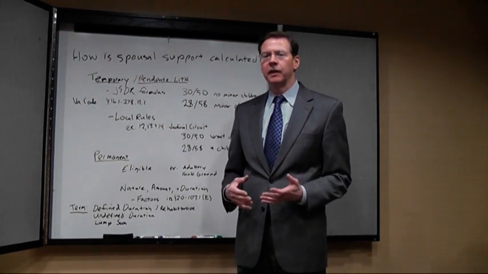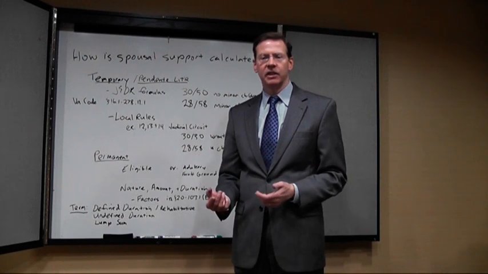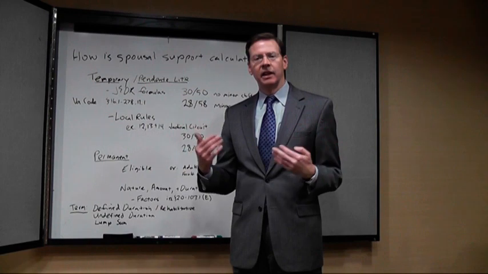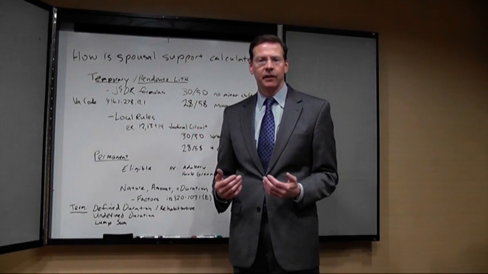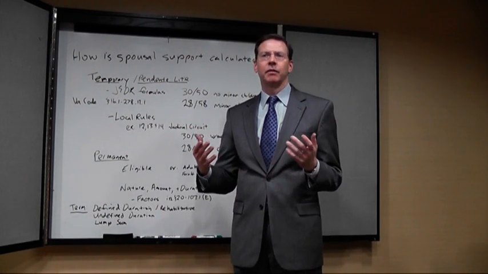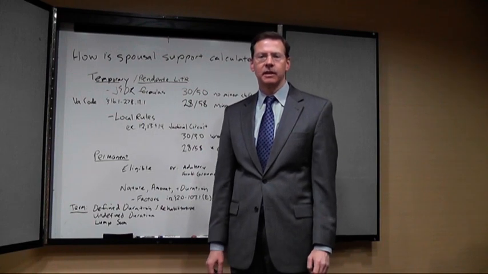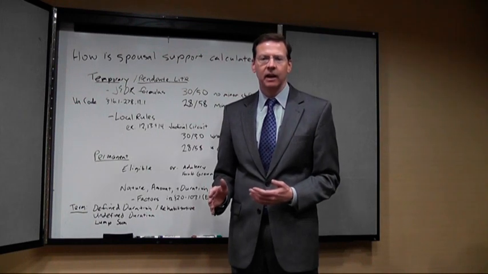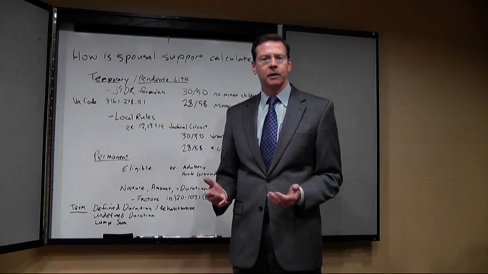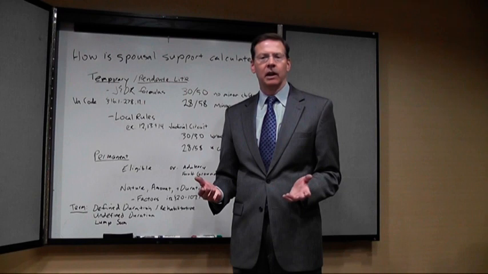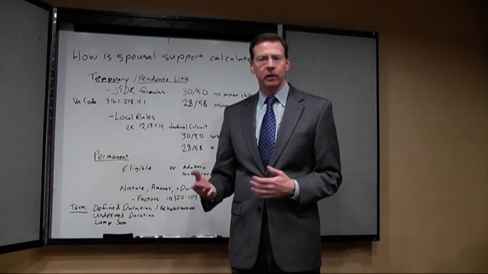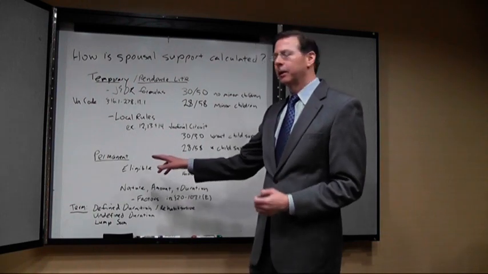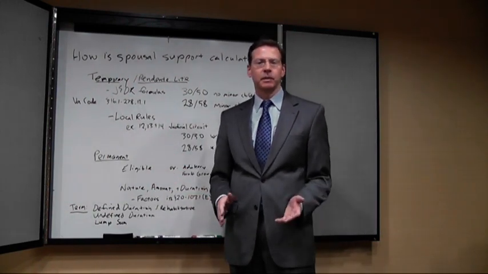This would be support that's ordered pending litigation before a final hearing can be had and the judge can hear all the evidence and testimony on the subject. Because of the great volume of cases in the court system and the limited time that the judge has for each one of those cases, the courts have often adopted formulas to allow them to make quicker calculations of temporary support. The second type of support in Virginia is permanent support.